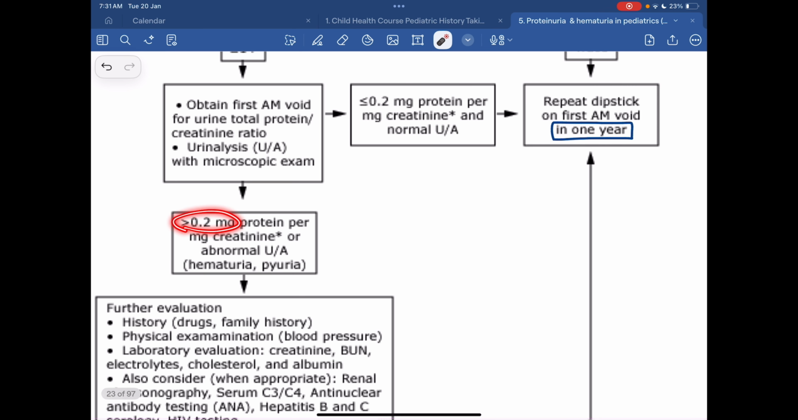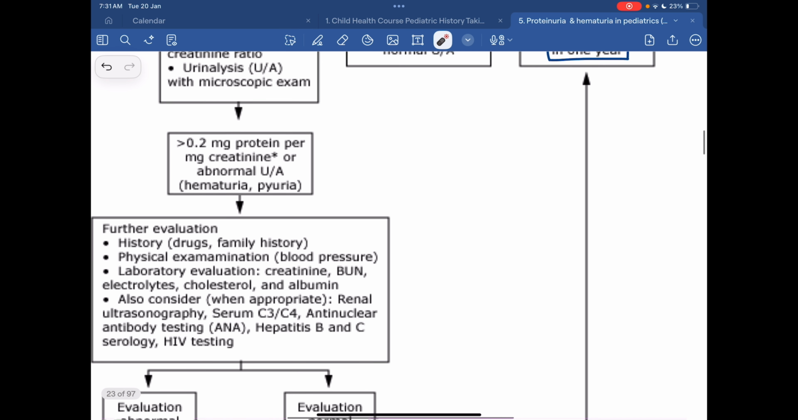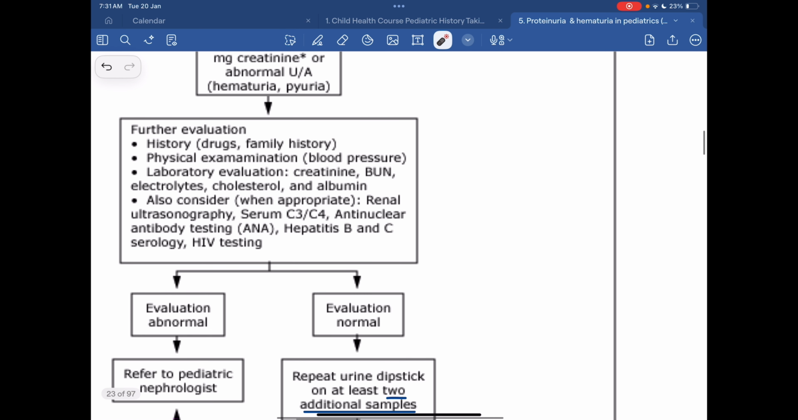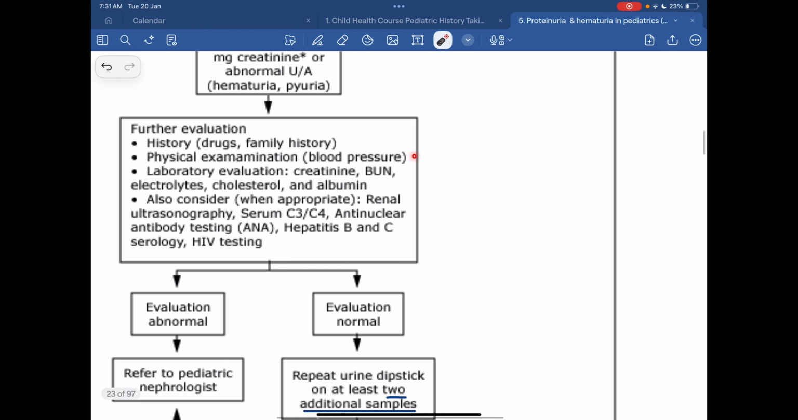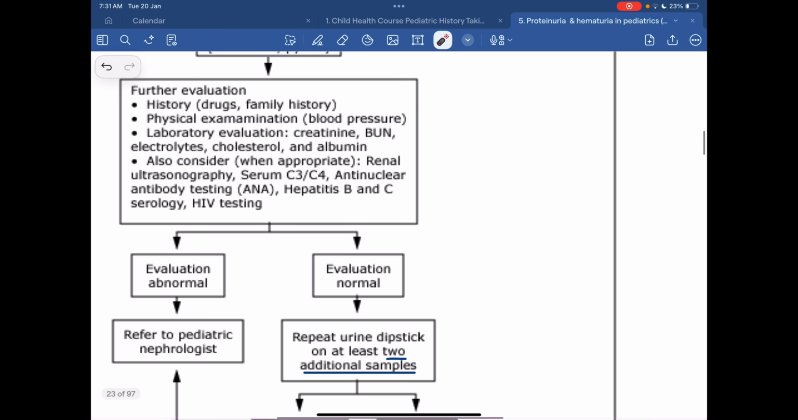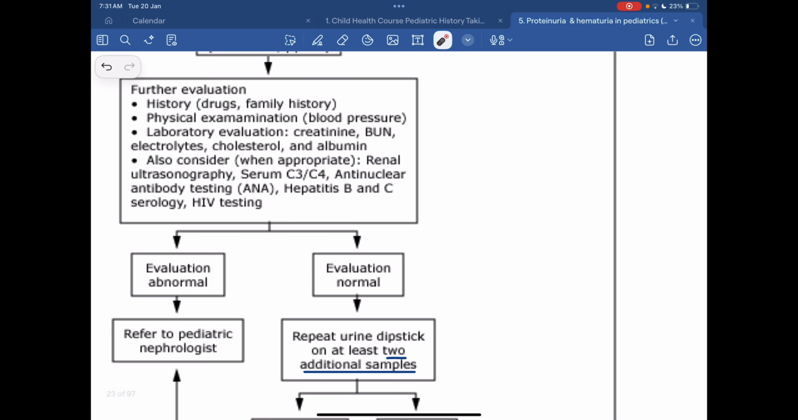If it's more than 2, or we have an abnormal urinalysis, hematuria, pyuria, heavy protein, we take a detailed history and physical examination, specifically blood pressure. Always routinely take the patient's blood pressure. Laboratory evaluation for creatinine, BUN, electrolytes, cholesterol, albumin, all the things related to renal function tests. Also, we may consider a renal ultrasound, complement levels, anti-nuclear antibody testing, hepatitis B and C serology, and HIV testing.